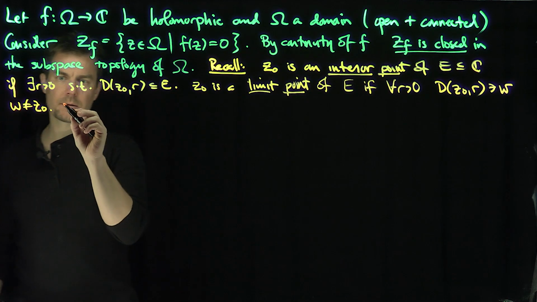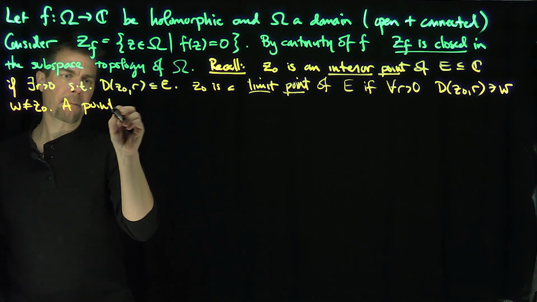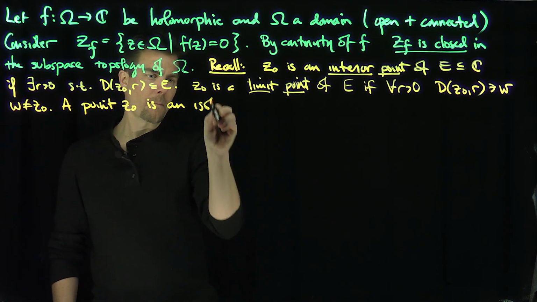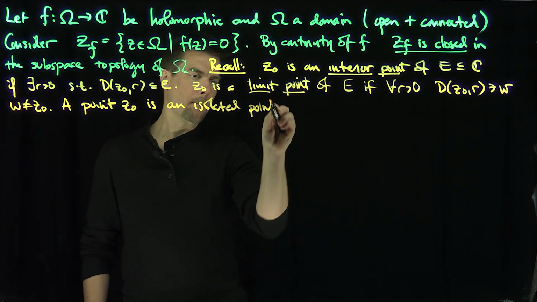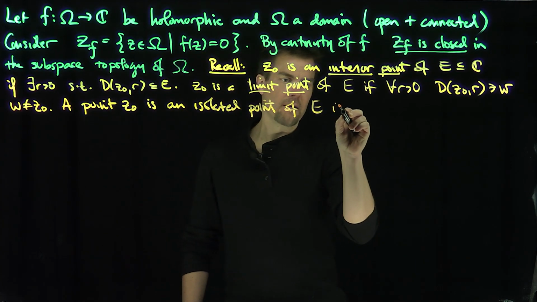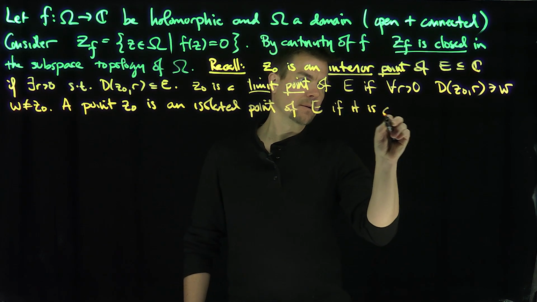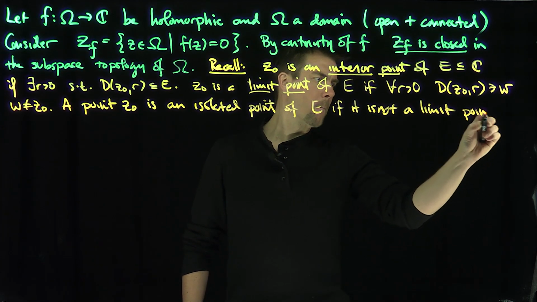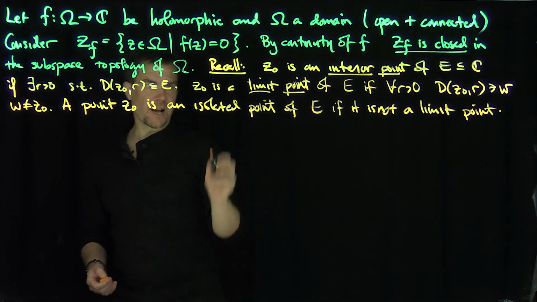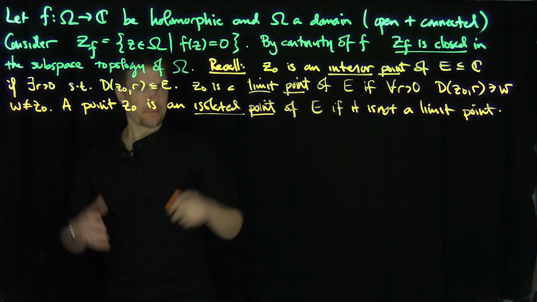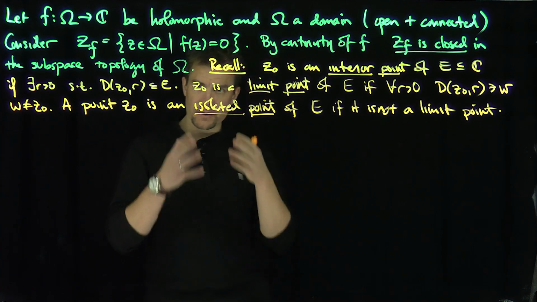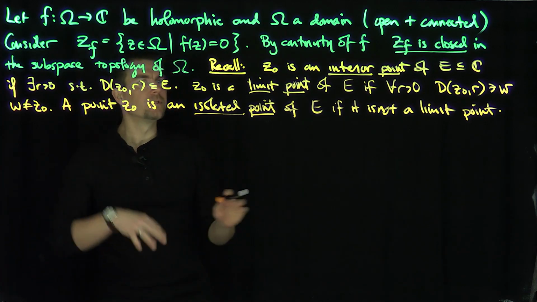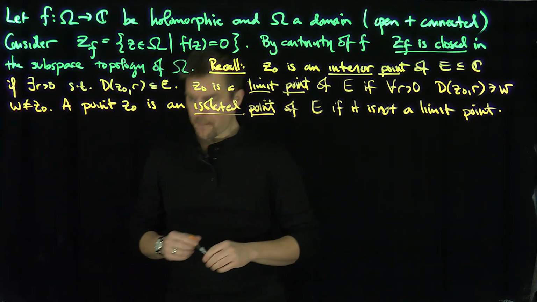And then finally, a point z0 of E is an isolated point if it is not a limit point. And remember that closed sets are the sets where E is closed if and only if E can be written as E union its limit points. In other words, the limit points have to be a subset of the set itself. That's a little bit of point set topology in the complex plane. Excellent. Now let's proceed.